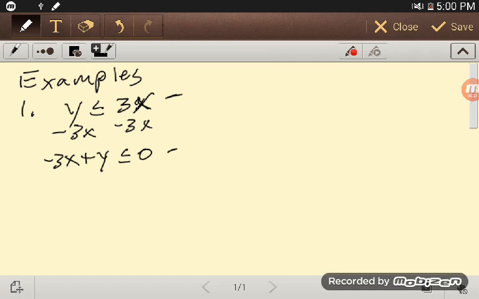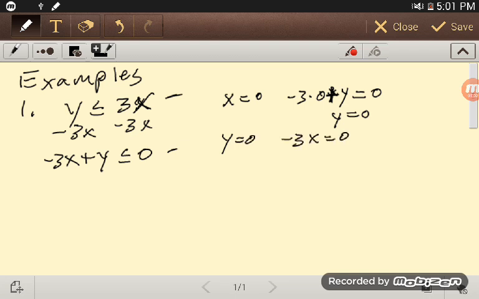But what I notice is when I use my technique and let x equal 0, then with the equality, minus 3 times 0 plus y equals 0, I see that y equals 0. So I get the point (0, 0). And if I do the same thing with y equals 0, I get minus 3x equals 0, which means x equals 0. I get the point (0, 0) again. So that's a bit of a problem, except it's not that big a deal.